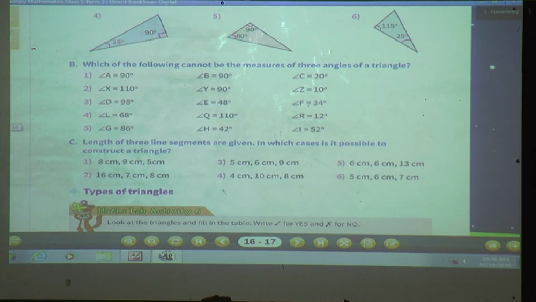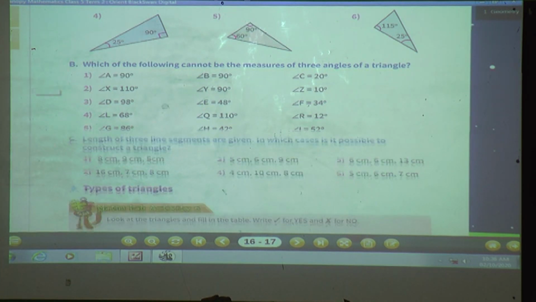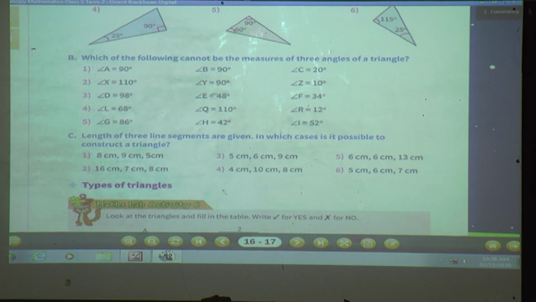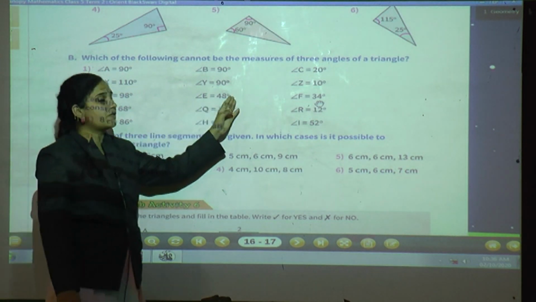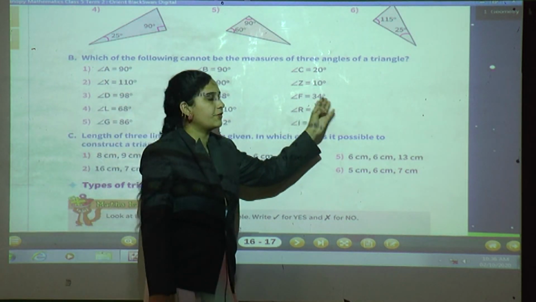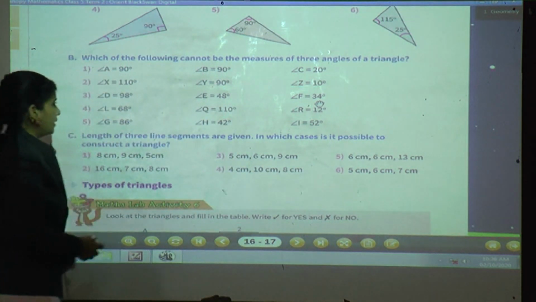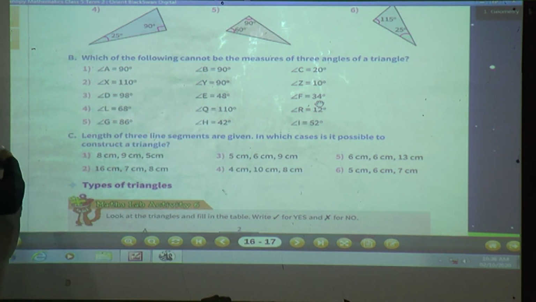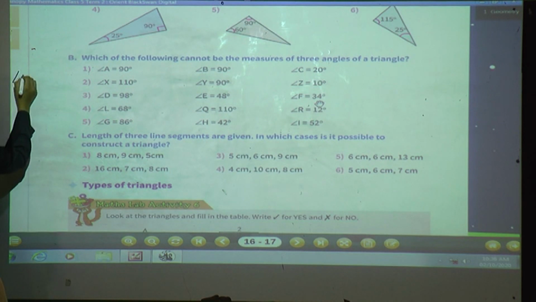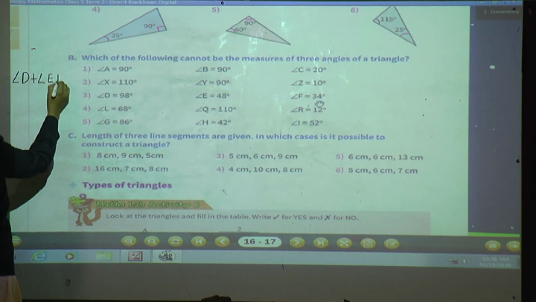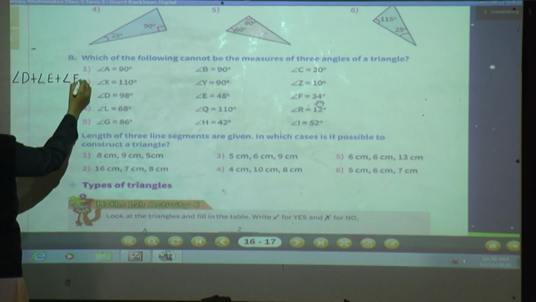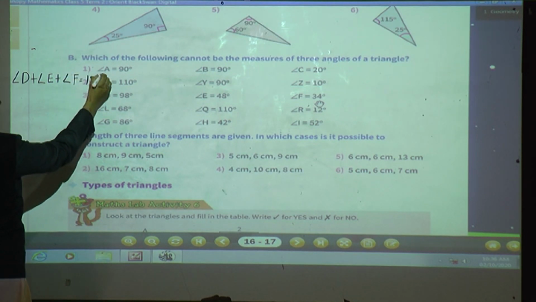Third one. See, here they have given us a measurement of three angles. Angle D is equal to 98 degree, angle E is equal to 48 degree and angle F is equal to 34 degree. So how to solve? Yes, angle D plus angle E plus angle F is equal to 180 degree.